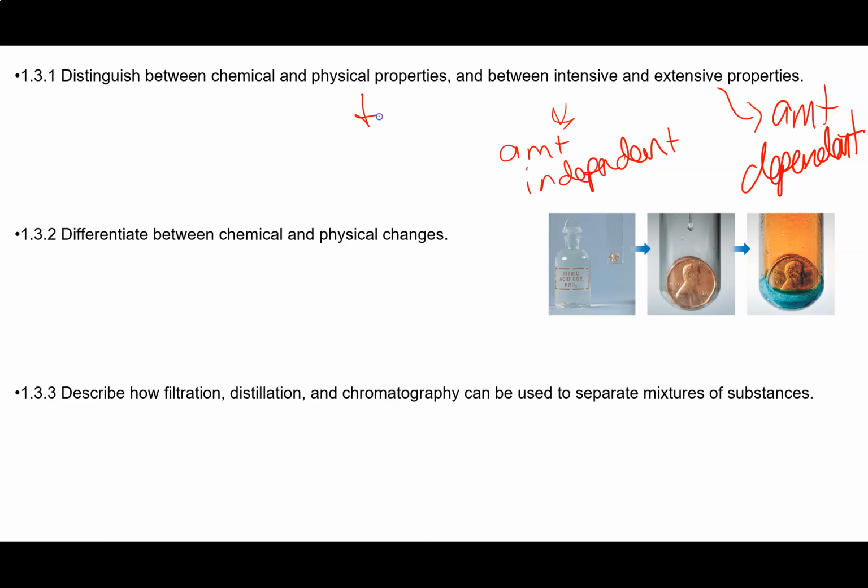Another physical property that we can keep an eye on is what color the thing is, at what temperature it melts, and at what temperature it boils. Chemical properties, like I said, are more about reactivity.